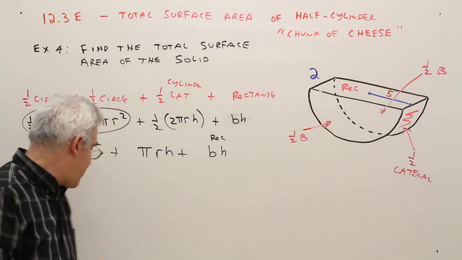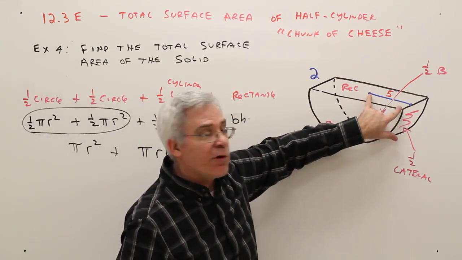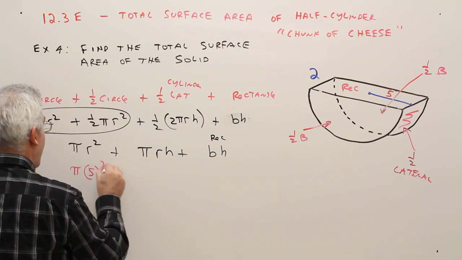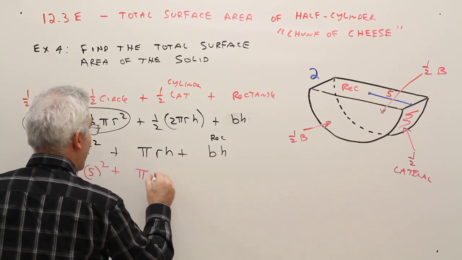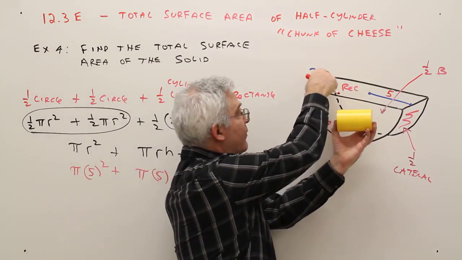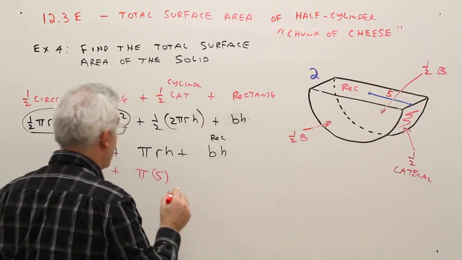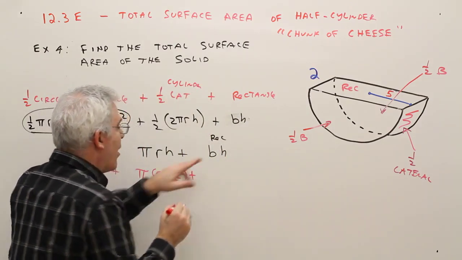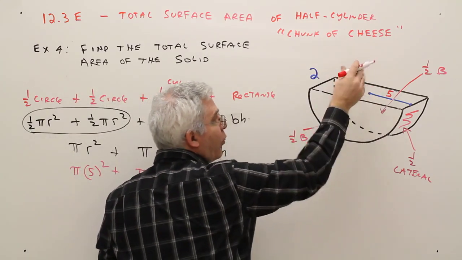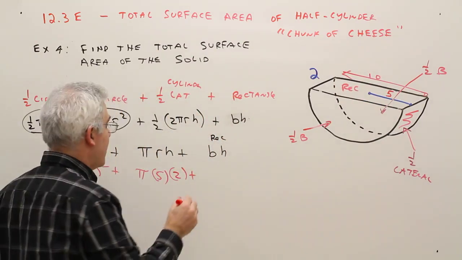All right, now I'm going to put in the numbers. So the radius of the circle is 5. Pi times 5 squared plus pi times 5 times the height of the cylinder, which is 2, the distance between the two parallel congruent bases. And now for the rectangle, the base and height: the whole length going across would be 10. So 2 by 10.